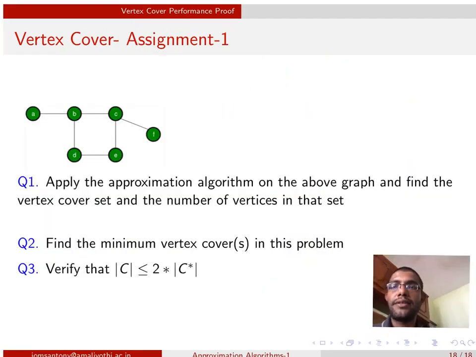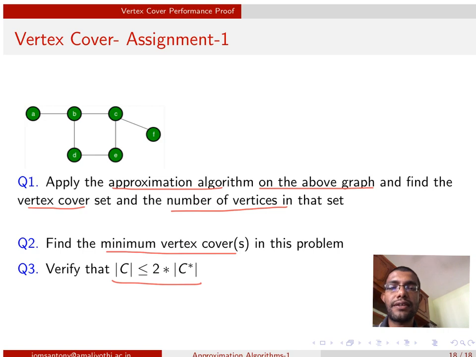Now, as an assignment, you can apply the approximation algorithm on the above graph and find the vertex cover set and the number of vertices in that set. You can also find the minimum vertex covers using a brute force approach and then verify that modulus of C is always less than or equal to 2 times modulus of C star. In the next video, we will be dealing with another approximation algorithm which will help us to solve the problem of planar graph coloring. See you then.